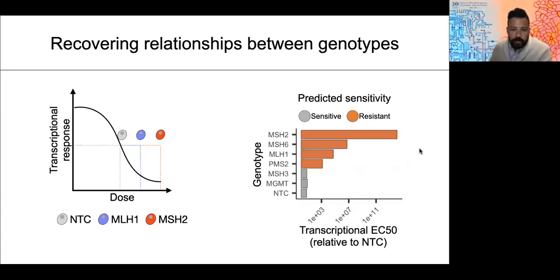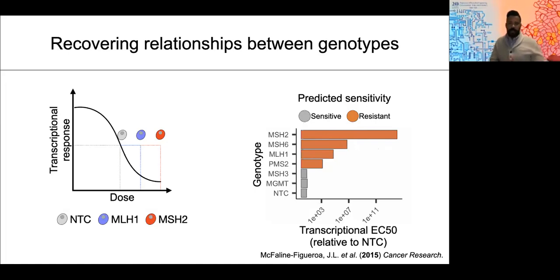So here I'm showing you our transcriptional EC50 calculations. The bars are colored by the predicted sensitivities for genotypes that should be sensitive or resistant to treatment. We do see that our controls have about the same transcriptional EC50, which is really nice to see. And we see that as we go through these genotypes, cells become more and more resistant. And I'll note that this is consistent with some of my previous work in characterizing the contribution of mismatch repair components to the resistance of cells to temozolomide.